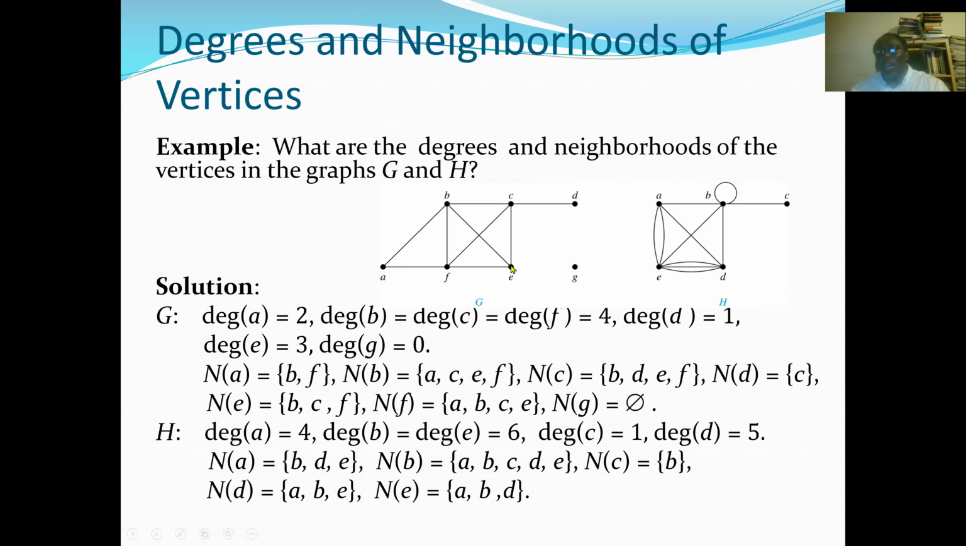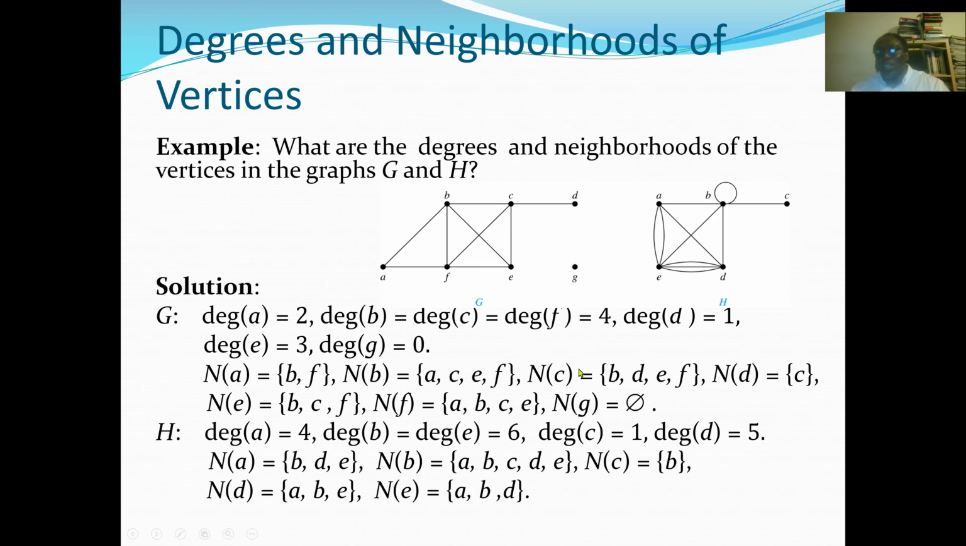What is the neighborhood of E? This is E. We have E to C, E to B, E to F. So it will be C, B, F. And that's B, C, F. Neighborhood of F. We have F to E, F to C, F to B, F to A. So it will be A, C, E, B. And the neighborhood of C also will be 4.